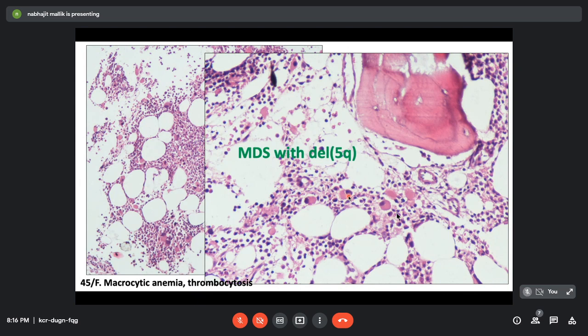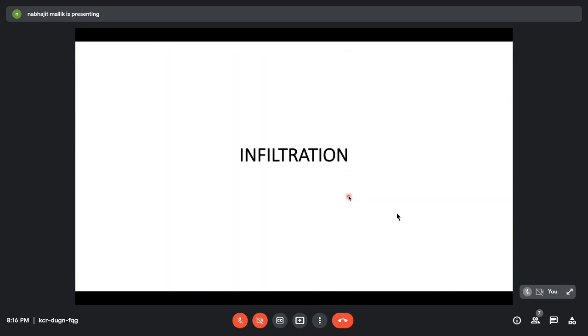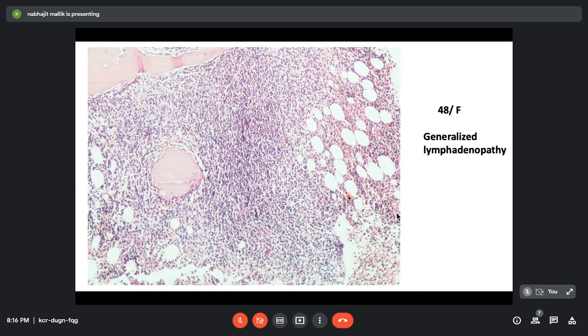Now, other than the bone marrow cellularity and megakaryocytes, the low power also shows us about infiltration. So here we have a 48-year-old lady with generalized lymphadenopathy, and on scanning power we can see these lymphoid nodules. The lymphoid nodules can be either benign or malignant, but here we can see that the borders of these lymphoid nodules are not really well defined.